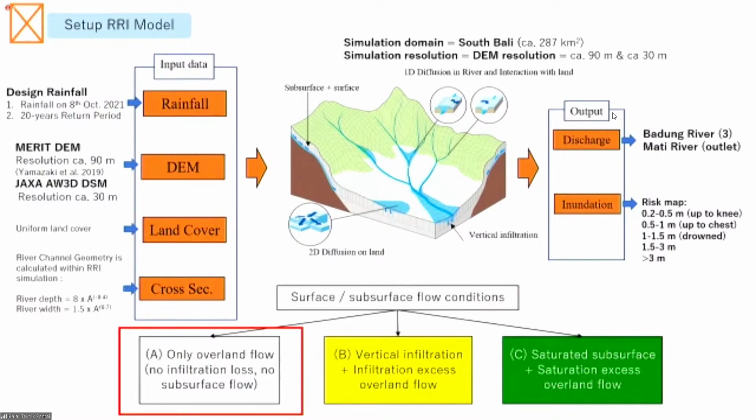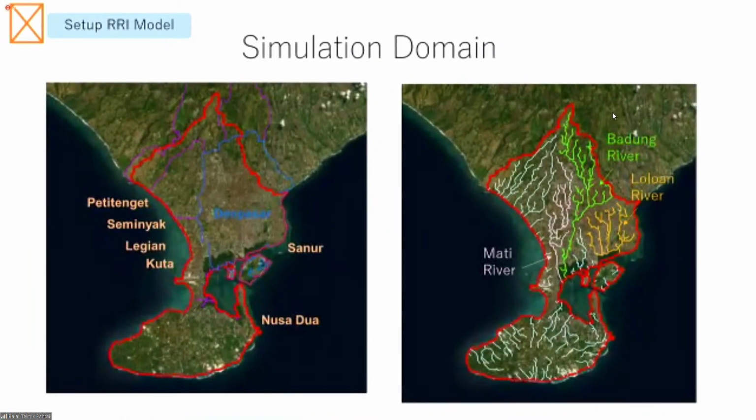The 90-meter resolution model uses MERIT DEM developed by Dr. Yamazaki at the University of Tokyo. And we also incorporate the JAXA 30-meter resolution DSM at the same time. And then the high resolution model requires more computation time, so we just focus on the Denpasar area for computation. There are 3 major rivers in this area, Meti, Badun, and Rowan. These are probably important for the Denpasar area.